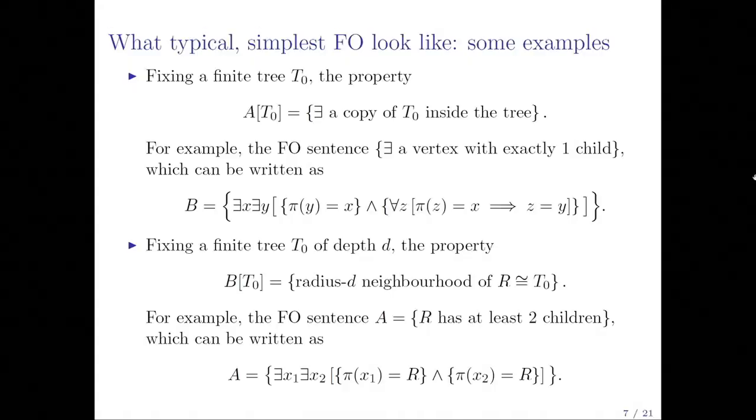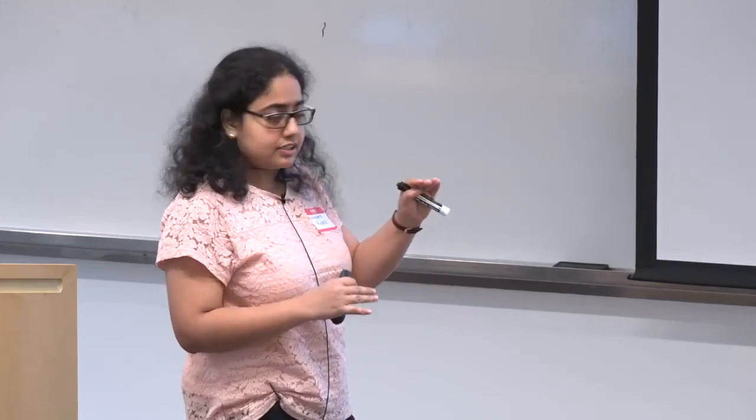Okay, so what do typical simplest first-order properties look like? It's important to understand what they look like in order to study their probabilities. I have summarized it in two bullet points, and I shall say why there are two separate bullet points. You could fix a finite tree, T0, any finite tree, and then talk about the property that there is a copy of this tree somewhere inside the original tree. This is a first-order property. You could say that there is a subtree inside the original tree which is isomorphic to T0.